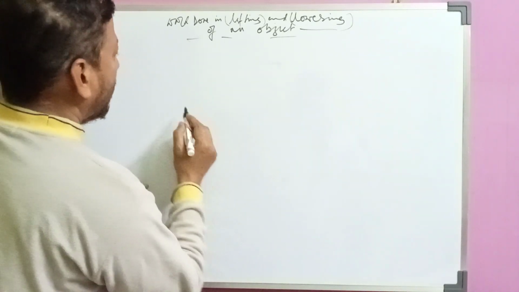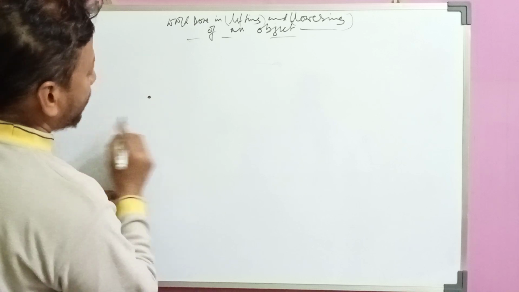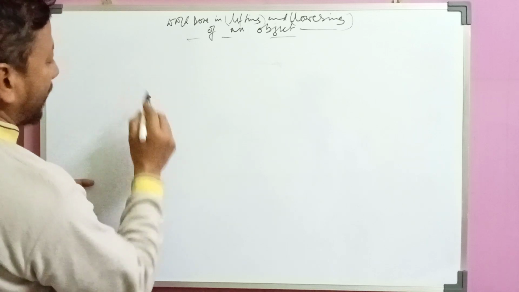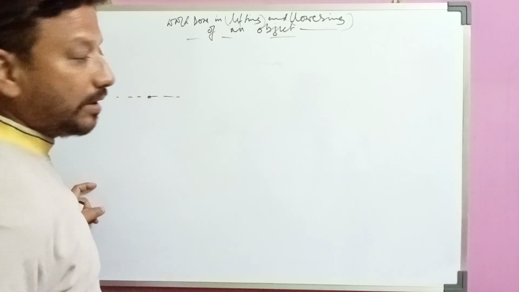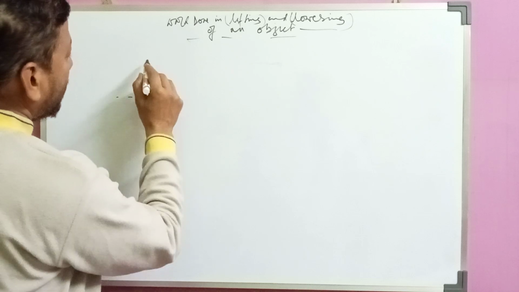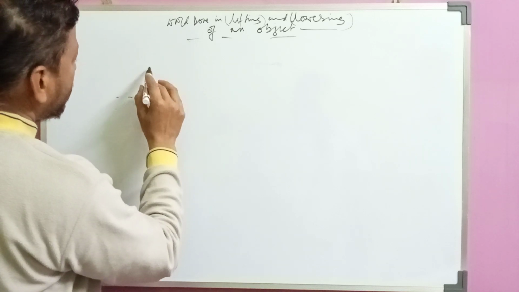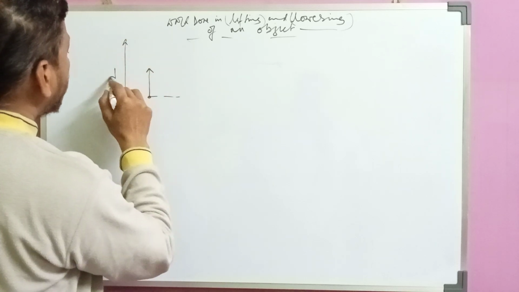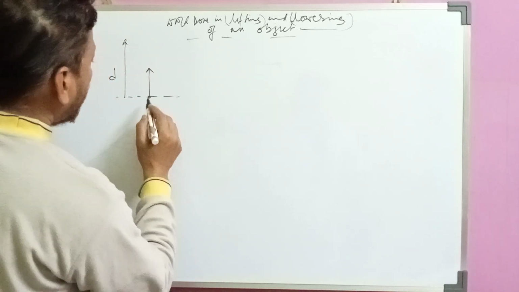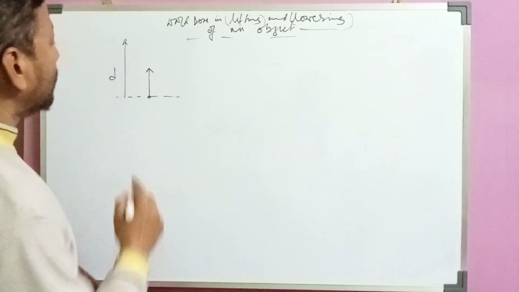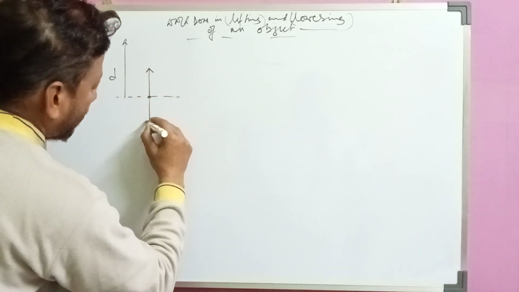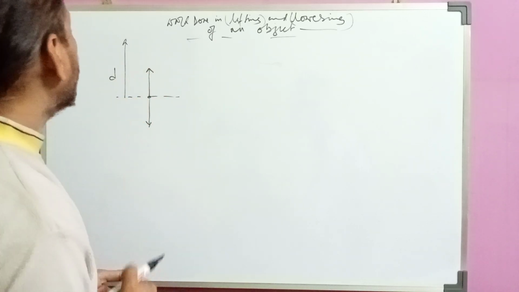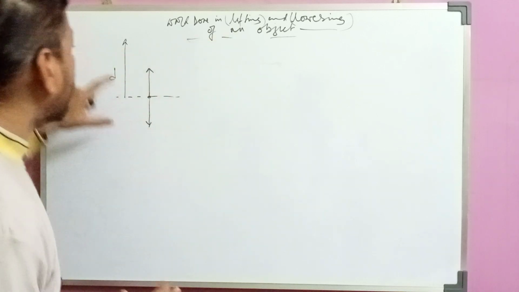When an object, this is an object, when we are lifting, that is an imaginary line. So when you are lifting this, this is the displacement. This is the lower part and this is the upper part. So if this is the distance, we are lifting at this distance.